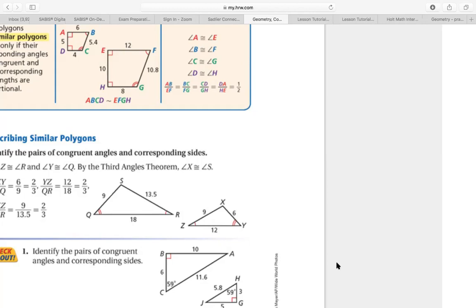What angles also are congruent? No, when I say angles, you're going to tell me one letter. C and H. Angle, angle, angle. What is angle? You have congruent angles here. What is congruent angle here?